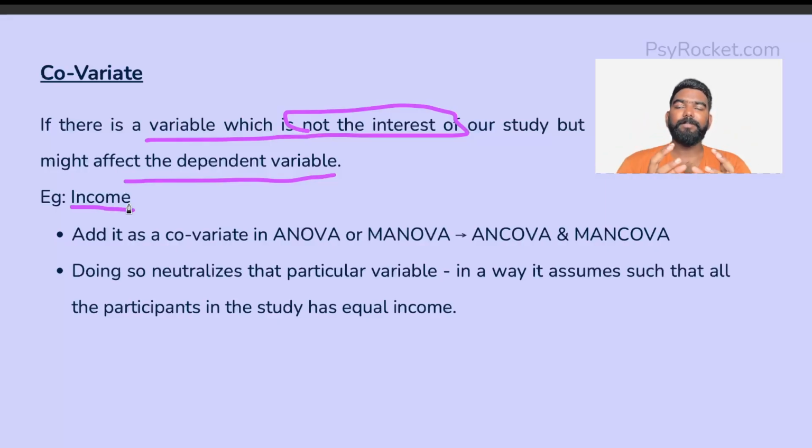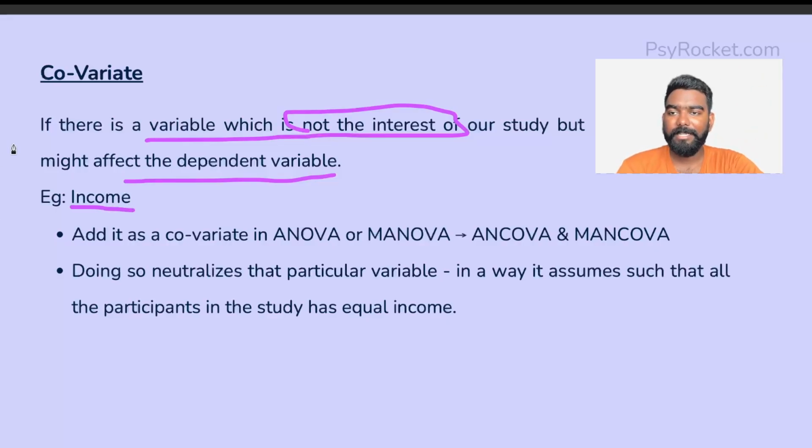There might be a possibility that certain caste groups have a higher average income than other caste groups, or certain gender groups have a higher average income than others. So in those cases, self-efficacy might differ not because of caste or gender, but because of income. So we will control that particular confounding variable, income in our case, and then we will see whether the groups still differ even after controlling for it.